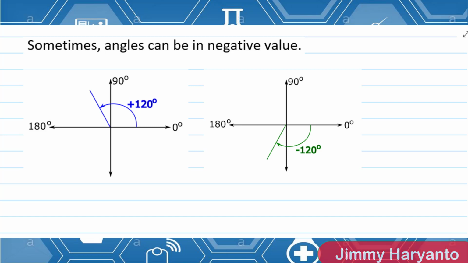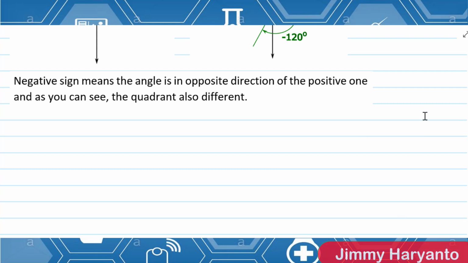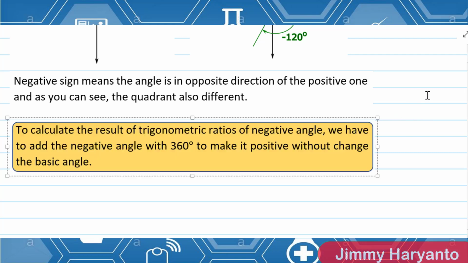So what is the difference between the positive and negative angle? The negative sign means the angle is in the opposite direction of the positive one. As you can see, the quadrant is also different. To calculate the trigonometric ratios of negative angles, we add the negative angle to 360 degrees to make it positive, without changing the basic angles. Take a look at this. Example 1.